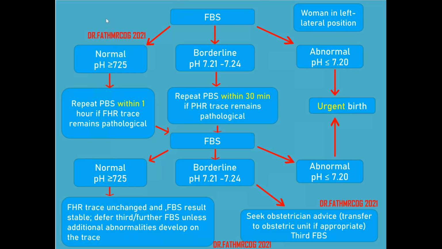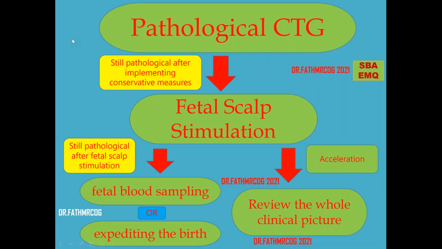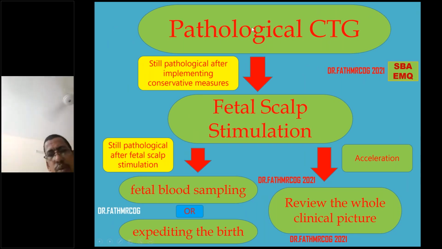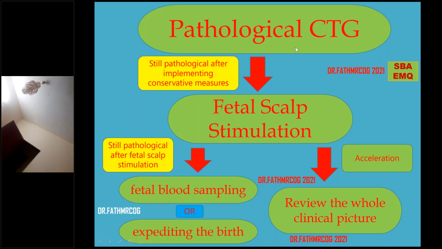Okay, this is a very important slide: how to manage the pathological CTG. First, if you find a pathological CTG, meaning one abnormal or two non-reassuring features, this is classified as a pathological CTG. So how do we manage this? First, we look for any risk factors like placental abruption and cord prolapse, and manage them.